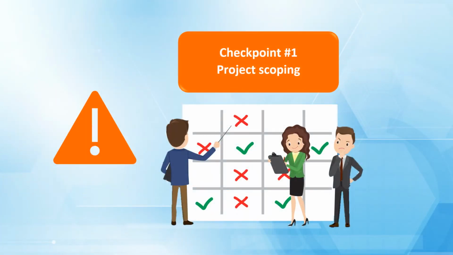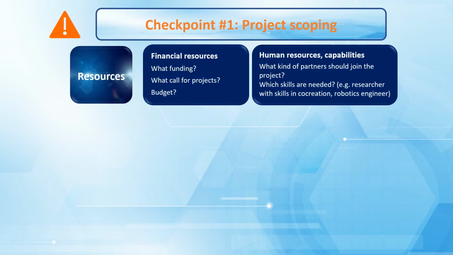The first checkpoint is your project scoping. Very important because this is where you start your project. You look into the following things. Your resources, of course. Financial resources, so what kind of funding do you have? What is your budget? And also the human resources. What kind of partners do you need? What should be the expertise of those partners? What skills do they need?